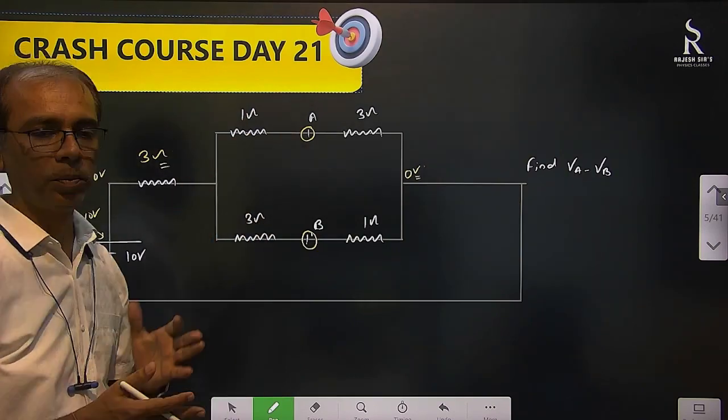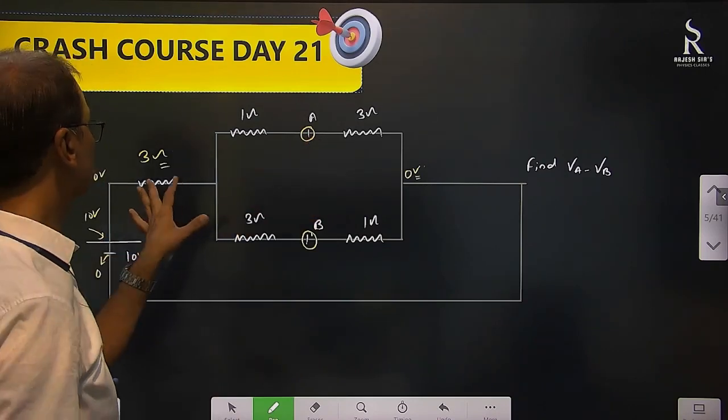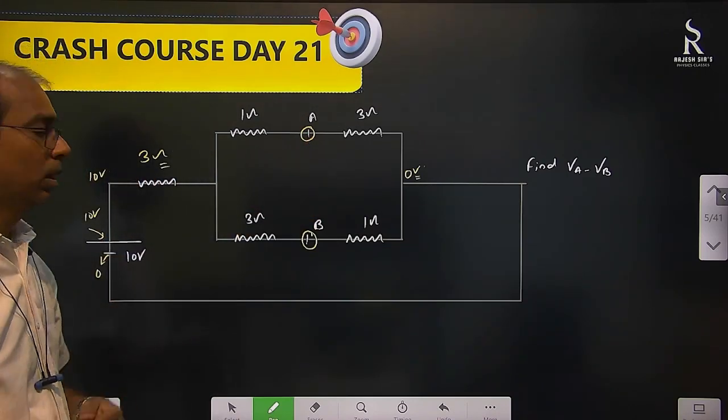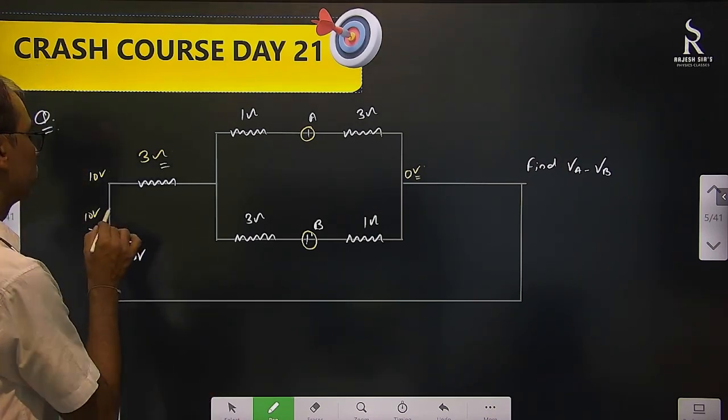4 and 4 connected parallelly, that means net resistance will be 2. This 2 plus this 3, 5. Total resistance is 5. And battery is connected 10 volt. So what will be the current? Current will be 2.